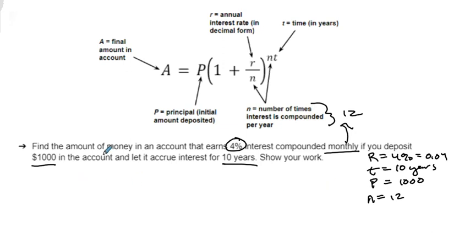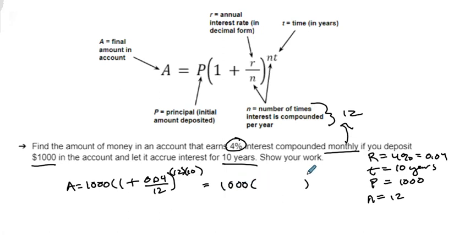Okay. So now just plug and chug here and go. Your principal is 1,000. You go 1,000 times 1 plus your rate, 0.04, divided by your n, which is 12, and then raised to the power of 12 times 10 years. So your simplified equation is going to look like this: 1,000 times, we'll figure that out in a second, raised to 120, since 12 times 10 is 120.